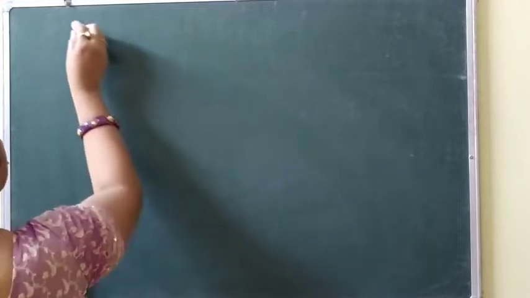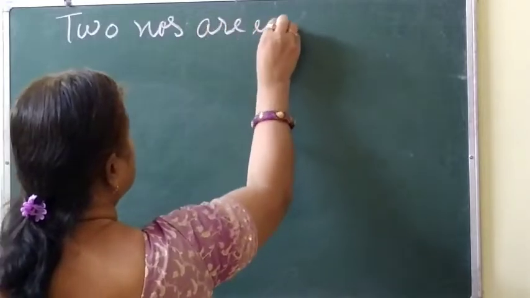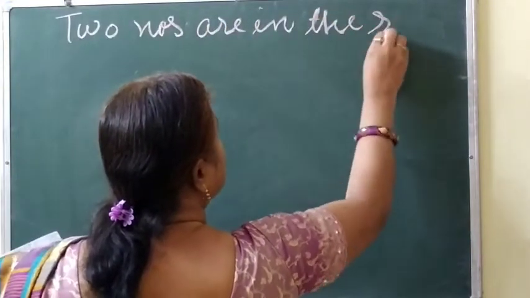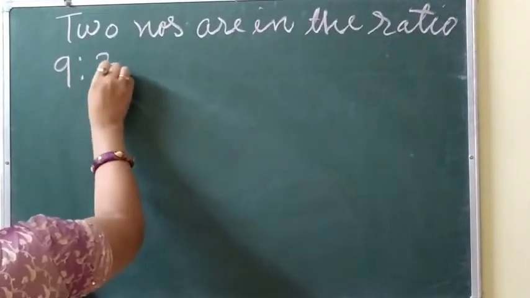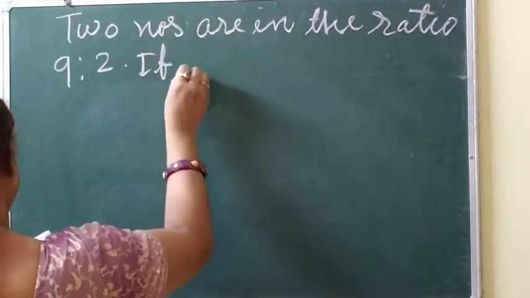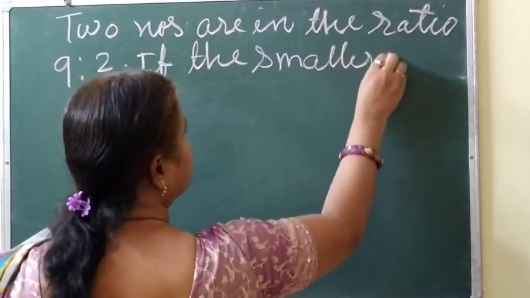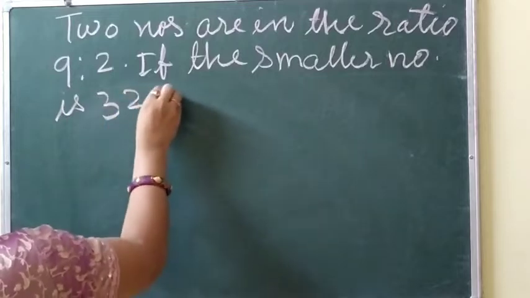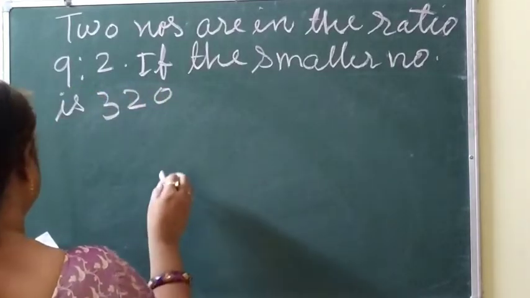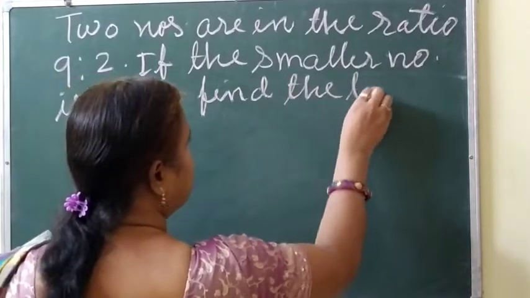Now the next question. The next question is, two numbers are in the ratio 9 is to 2. If the smaller number is 320, find the larger. Find the larger.